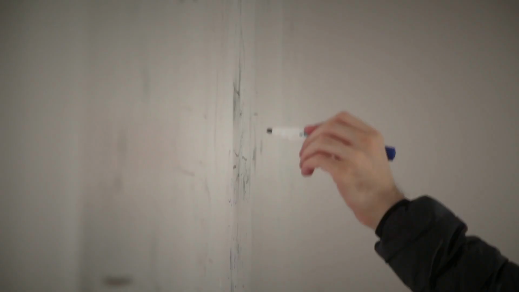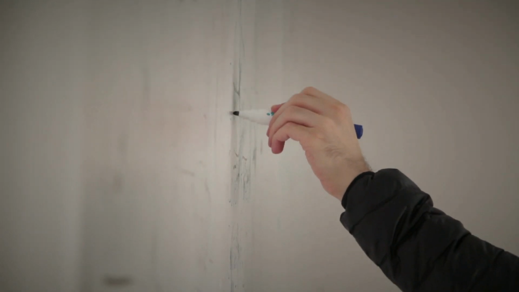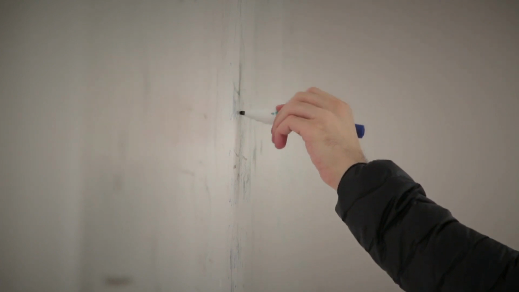If you're modeling an object, it helps to draw a sketch of what you want to create or find reference images for what you have in mind.